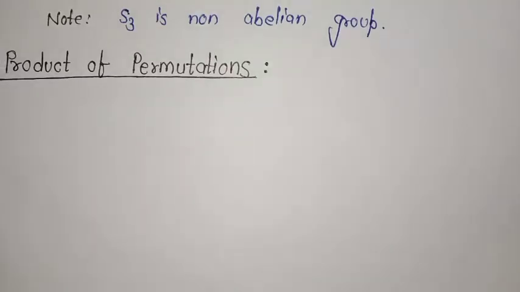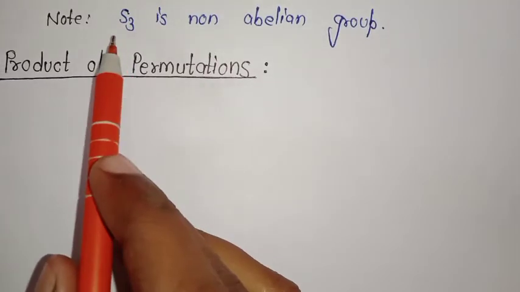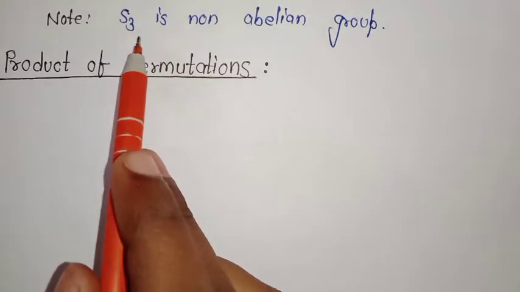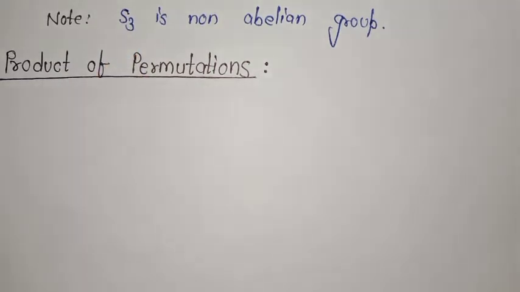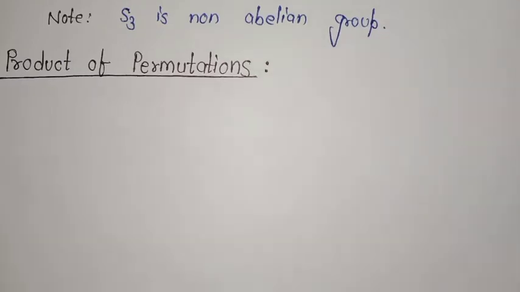In our last video, we were discussing the symmetric group or permutation group S3, in which I told you that S3 forms a non-abelian group. Today, we will continue that topic. In order to understand the non-abelian property of S3, firstly, we have to discuss the product of permutations. So, we will learn today what is the product of permutations.